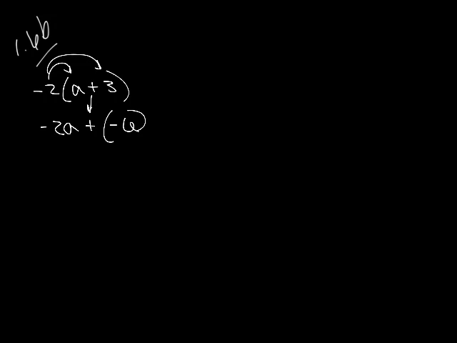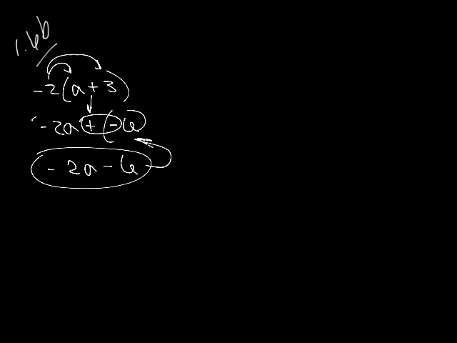So now I've got negative 2a, and in your final answer, when you're all done, we're going to just switch that to a minus 6. So plus and negative is the same as just a minus 6, and this is just a better way of writing it as a final answer. This is not incorrect, it's just not as pretty.